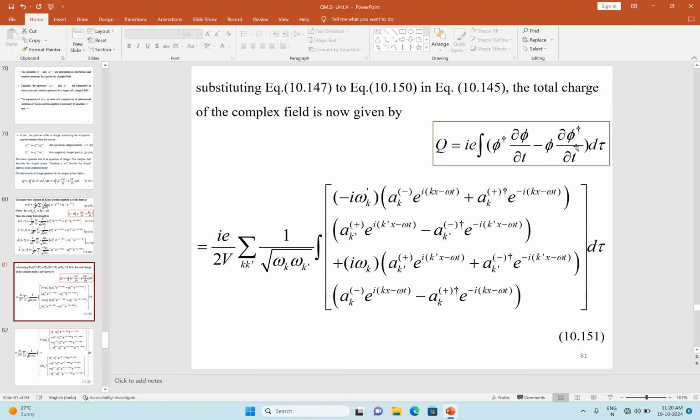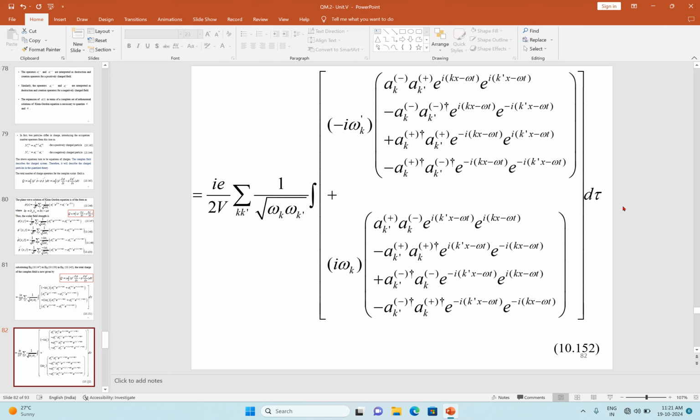So this becomes, your phi is here and d phi dagger by dt is here, and I have pulled one minus i omega out. Already one minus sign is here. So I can write this as plus i omega k. See here, I have pulled one minus i omega out, so this will become plus i omega k, since one minus sign exists.